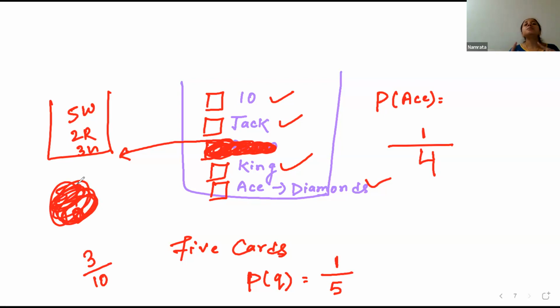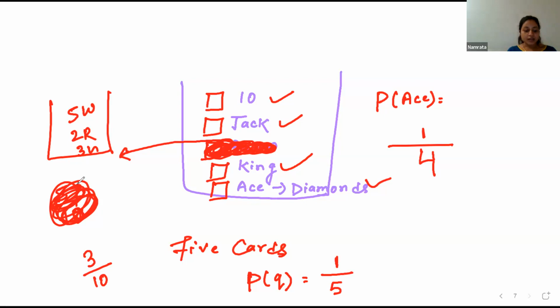Unless it is mentioned in the question that whatever you are taking out is gone, it will be written in the question, then only we have to minimize the total, then only we have to check the list carefully again. Okay, are you understanding?